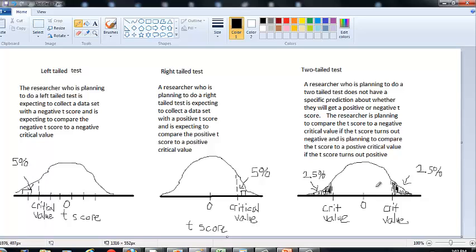So what else is there? This covers the rejection regions in these three types of tests.